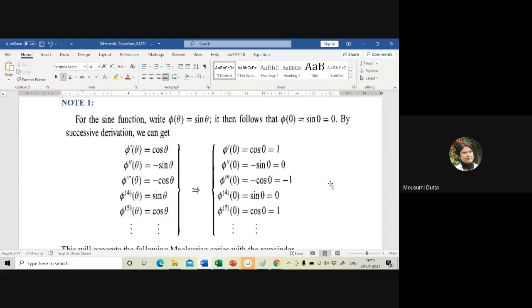I'm taking a function of theta which is equal to sine theta, and then we are taking the derivatives with respect to theta, and then we are putting theta equal to 0, and we are getting the range within -1 to +1. So please check whether you are understanding this part or not.